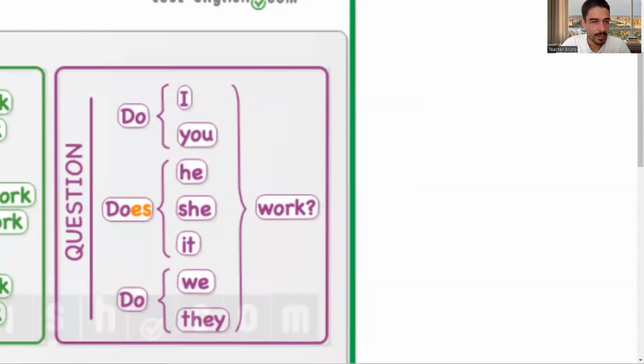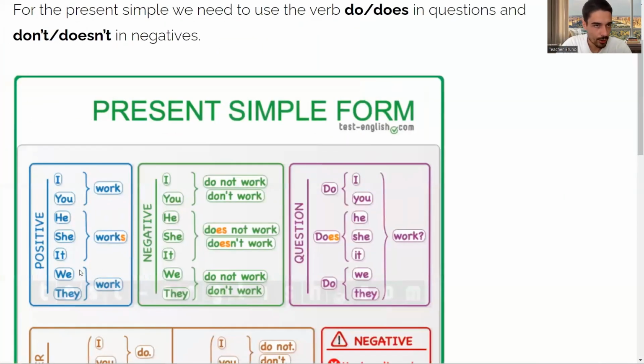Question forms. In English, for questions, we start our sentences with the auxiliary verb. So, do I work? Do you work? For he and she, third person, there's something special here. Does he work? Does she work? Does it work? Then again, for we and they, we once again use the auxiliary verb do. So, do we, do they? And this is the conjugation for the question form.